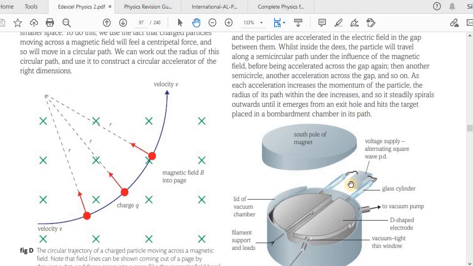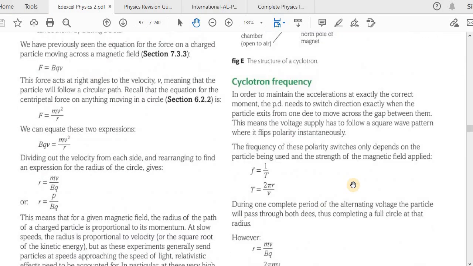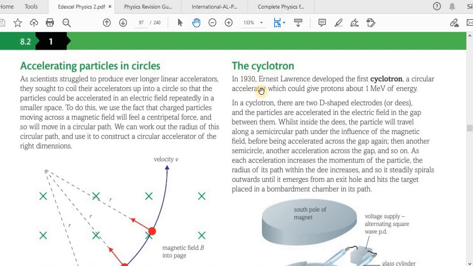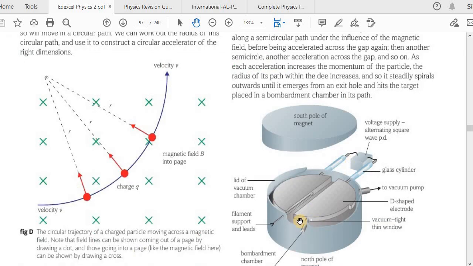Okay, so here you can see now we are using this in the cyclotron. What is a cyclotron? In 1930, Ernest Lawrence developed the first cyclotron, a circular accelerator which would give protons about 1 mega electron volts of energy. In a cyclotron, there are two D-shaped electrodes, or Ds. Those are these two, this one and this one. So this is the cyclotron.